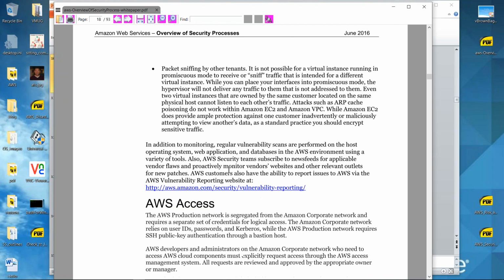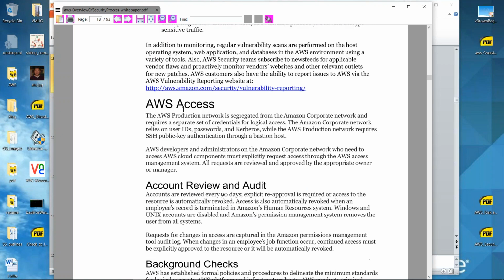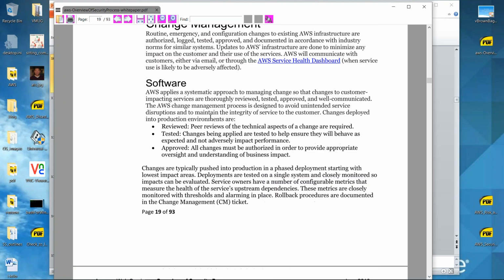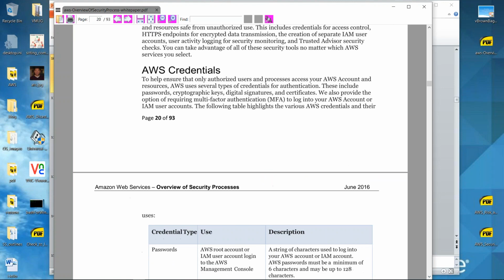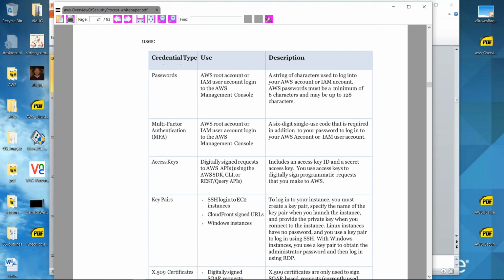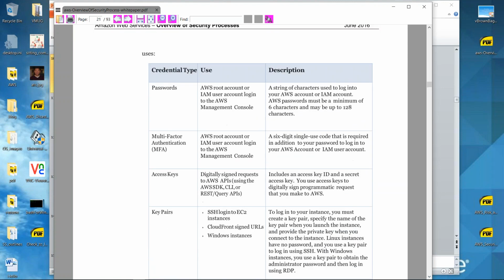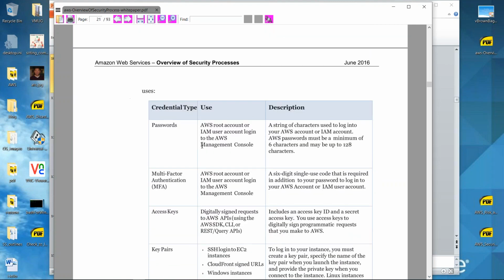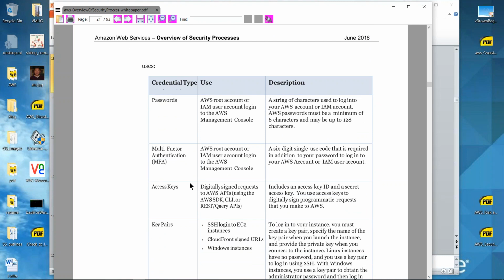So let's move on to another important big topic, which is AWS access. It talks about the different credentials and the software update, and I think this is an important table that we need to understand. There are very different types of AWS credentials. When we log into an AWS account, we need a password. And this is the password type. We need multi-factor authentication. This is mostly used to protect the root account.